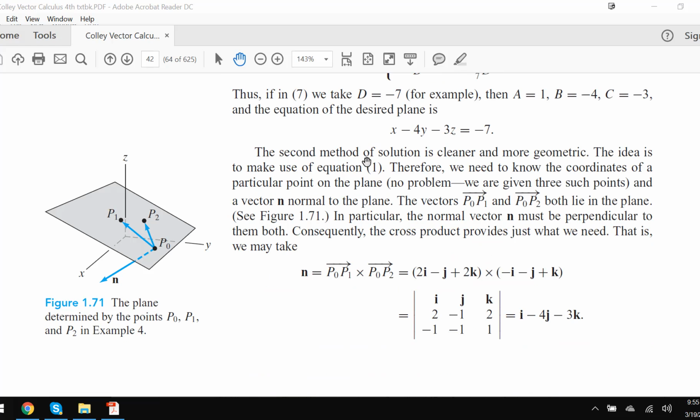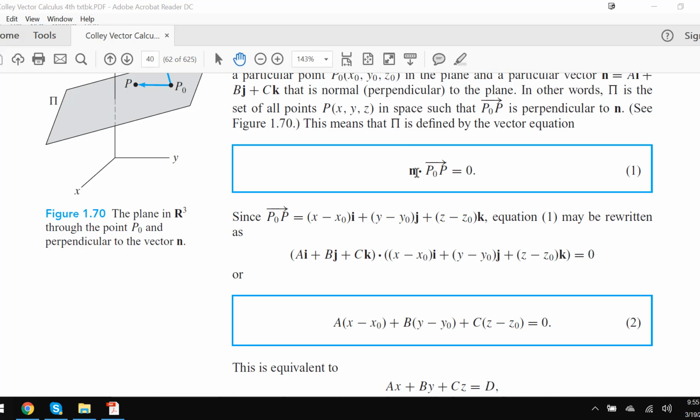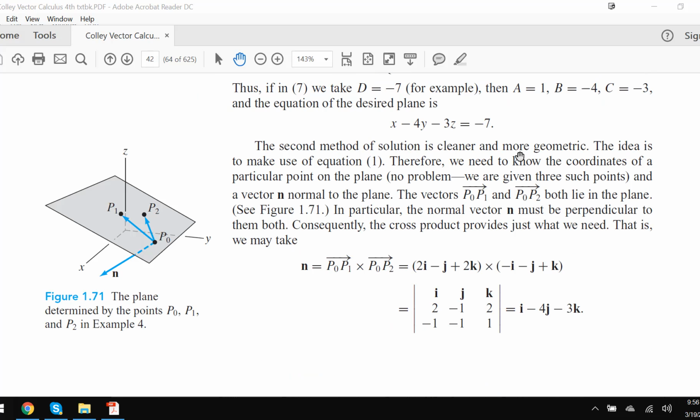Okay, so the second method, she says, is cleaner and more geometric, and we want to make use of equation 1. So what was equation 1? Remember, equation 1 said that if you have a normal vector and you have a point, then this will give you the equation of the plane. So we need to know the coordinates of a particular point in the plane. She says that's no problem. We actually have 3 points, so we can choose any of them, and we need a normal.